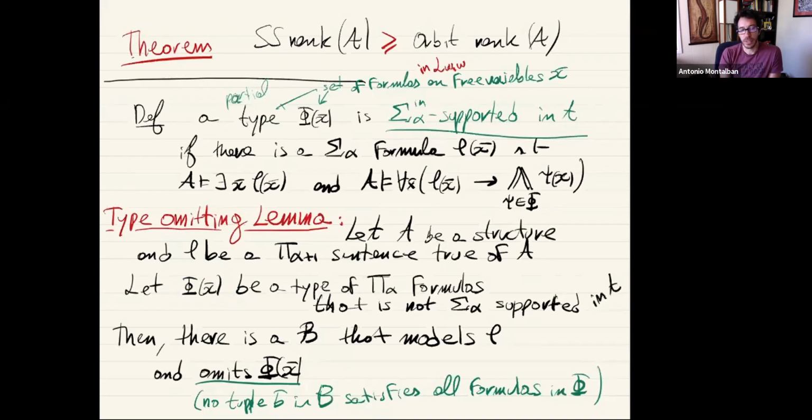So here you have your formula, and you have a type that is not sigma alpha supported in A. So the fact that the formulas are pi alpha tells you there is enough to know that it's not sigma alpha supported. And then you need to have this formula phi to be pi alpha plus 1, and then you can make it true. Any questions about this statement?